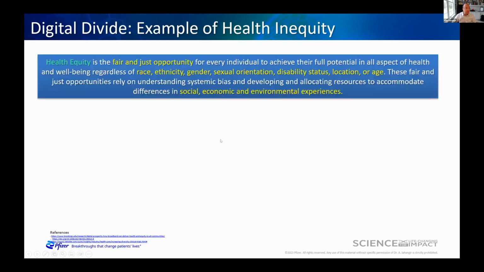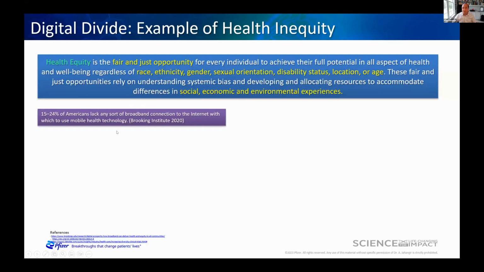I just basically wanted to define what health equity essentially means, which is the fair and just opportunity for every individual to achieve their full potential in all aspects of health and well-being, regardless of their race, ethnicity, gender, sexual orientation, disability status, location, or age. But these fair and just opportunities rely on understanding of systemic biases and developing and allocating resources to accommodate differences in social, economic, and environmental experiences.